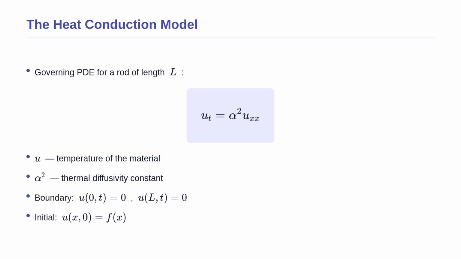We also define boundary conditions, for example, keeping both ends at 0 degrees, and an initial condition, f of x, which is the temperature profile before any time has passed.